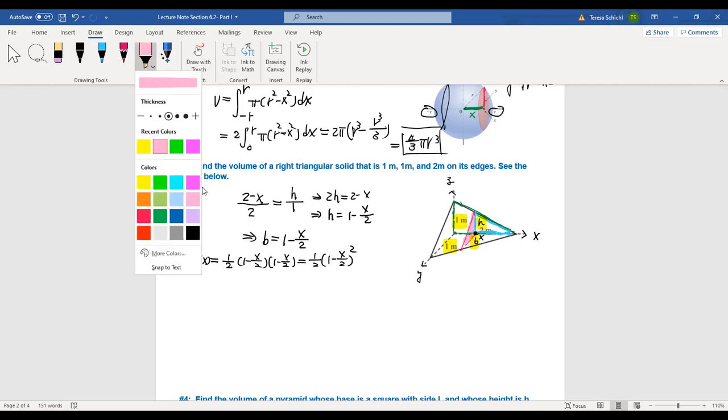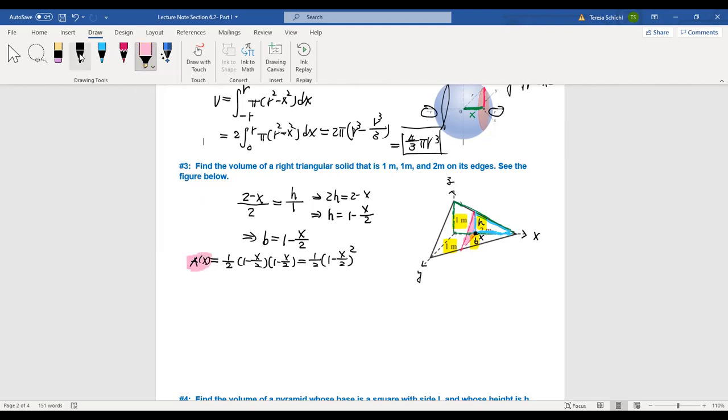Let me color code that. This A(x) is this little pink area. After that, things become easy. I'm going to do the volume. The volume will just be the integral of A(x), so it's 1/2 times (1 minus x over 2) squared dx, integrating with respect to x. The value of x goes from 0 to 2, because this side has length 2.